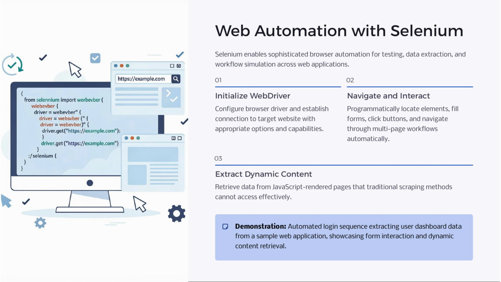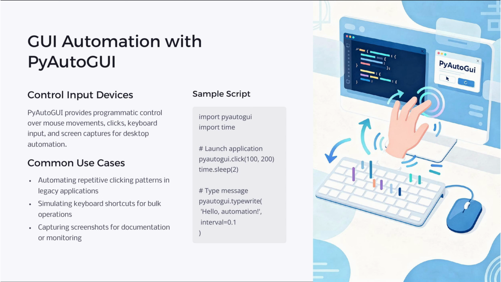Selenium facilitates advanced browser automation for testing and data extraction. Initialize WebDriver to configure the browser and connect to the target site. Navigate by locating elements, filling forms, and clicking buttons. Extract dynamic content from JavaScript rendered pages, demonstrated by an automated login sequence retrieving user dashboard data.